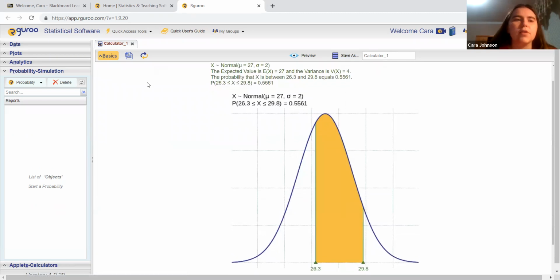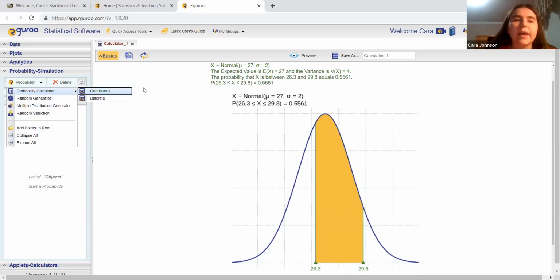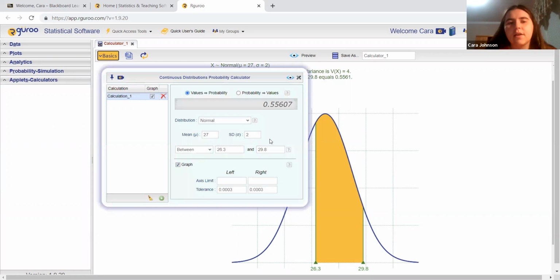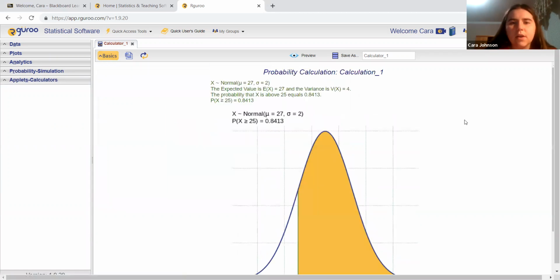And so we can either go through this tab again to do the next part, or, which is probably slightly easier, we can just hit the basics and edit it. So our mean is still 27, our standard deviation is 2. This time we're looking for the probability of a football player being more than 25. So let's do above 25. Hit the eyeball. There we go.